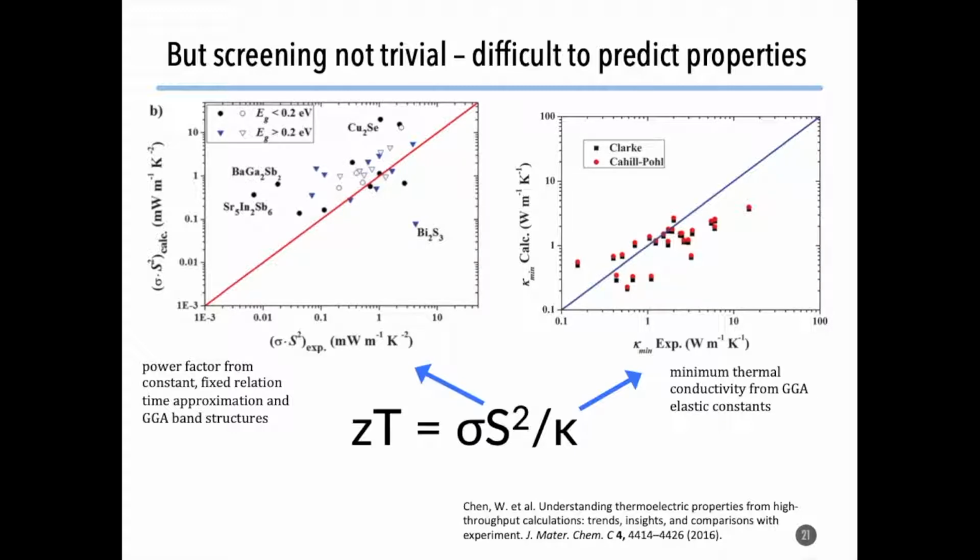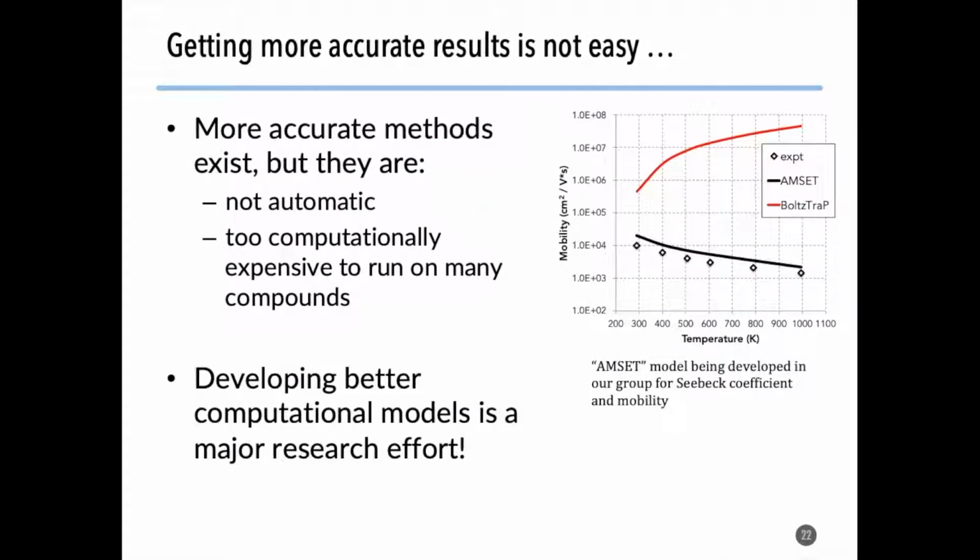And then the thermal conductivity too, there's still quite a bit of scatter in terms of the computations versus the experiments. So certainly in order to actually do this high throughput screening of thermoelectrics, it would be better to have improved theory. And that improved theory does exist, but they typically are not automatic or too computationally expensive to run on lots of different compounds.